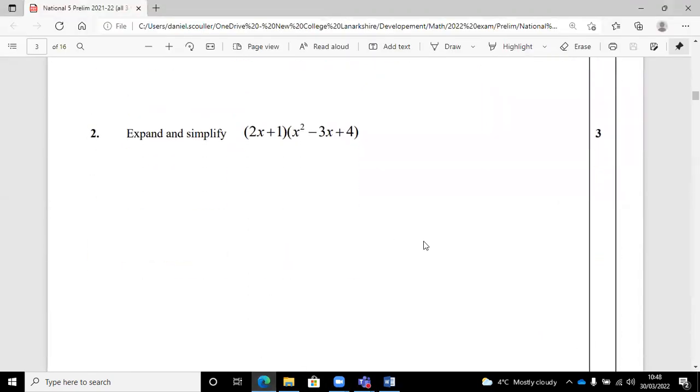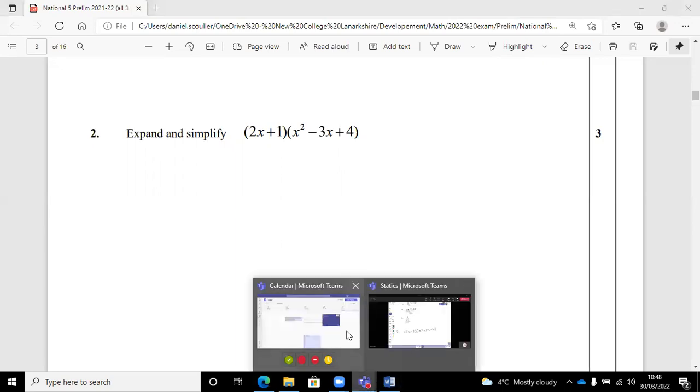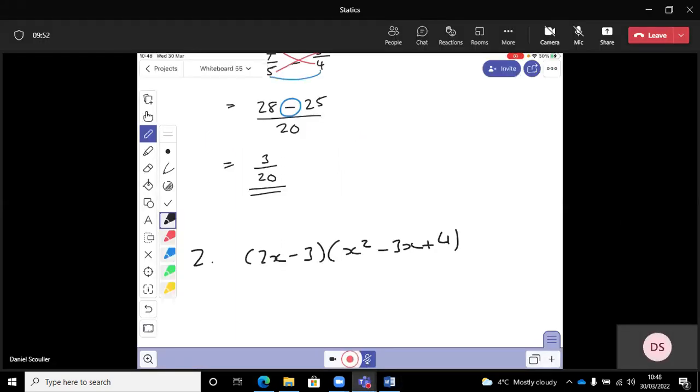Question 2, again, reasonably well done across the board. Quite a few mixed up some symbols part way through it. Okay, so let me just copy that out. If you're looking for the section, it's section 5.11. Okay, so we're just going through, and every term is multiplied out.